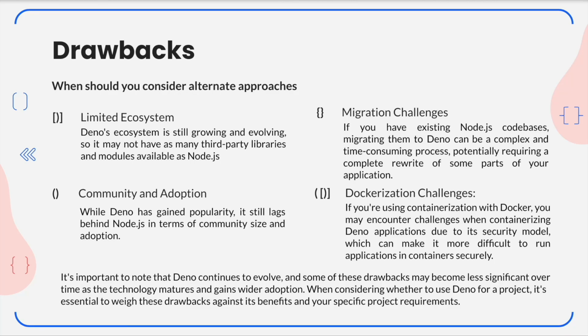Deno's ecosystem is still growing and evolving, so it may not have as many third-party libraries and modules available as Node.js. While Deno has gained popularity, it still lags behind Node.js in terms of community size and adoption. If you have existing Node.js code bases, migrating them to Deno can be a complex and time-consuming process, potentially requiring a complete rewrite of some parts of your application. If you are using containerization with Docker, you may encounter challenges when containerizing Deno applications due to its security model, which can make it more difficult to run applications in containers securely.